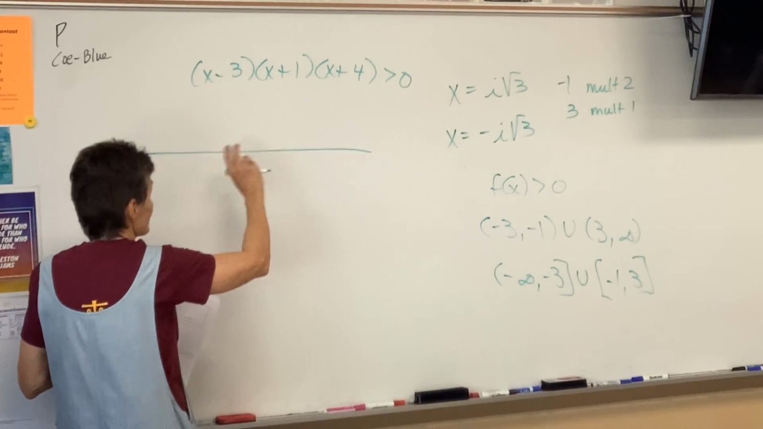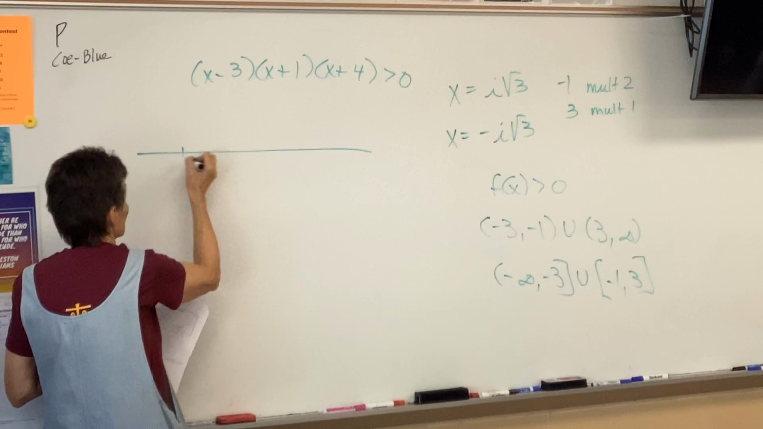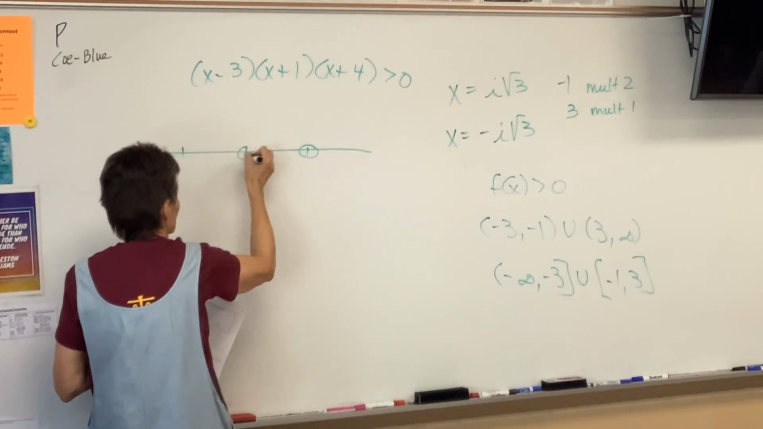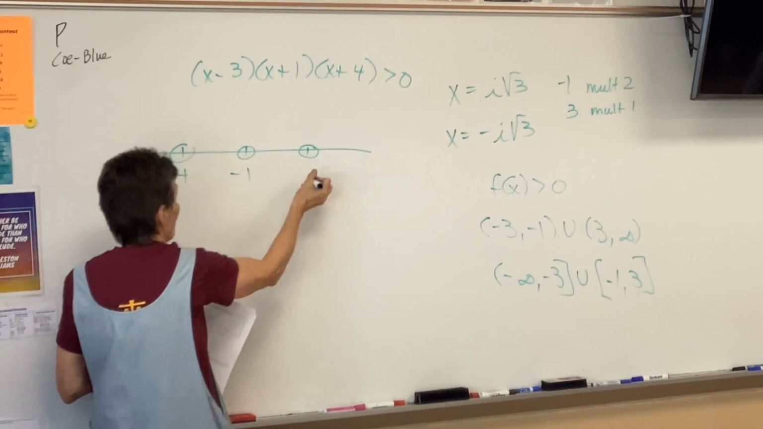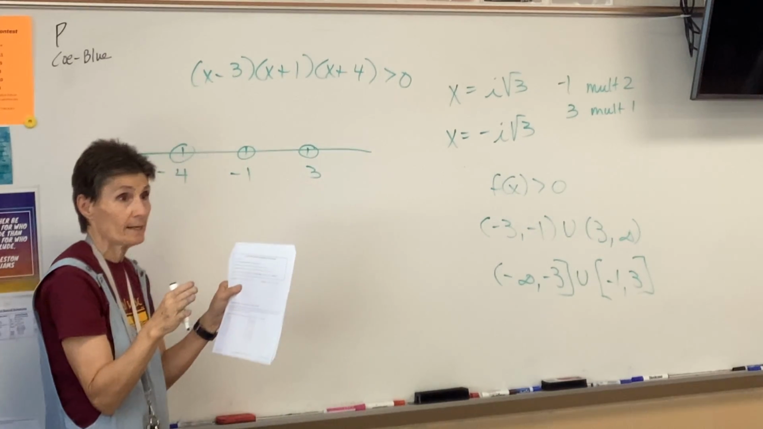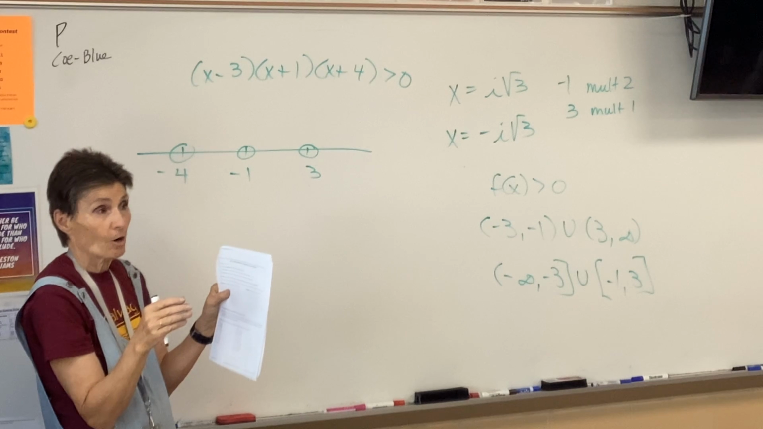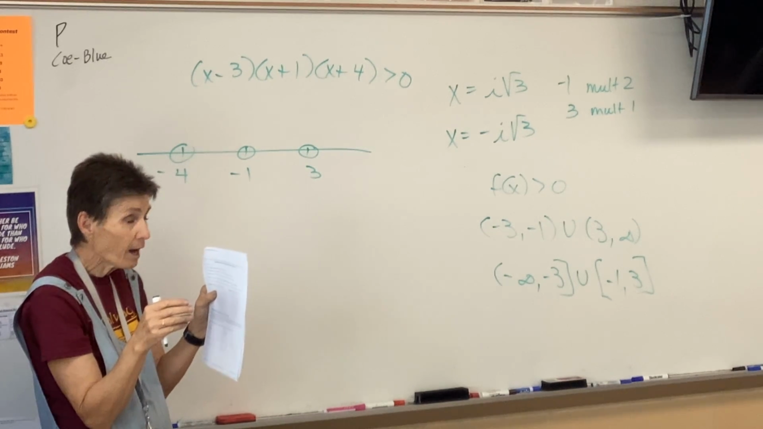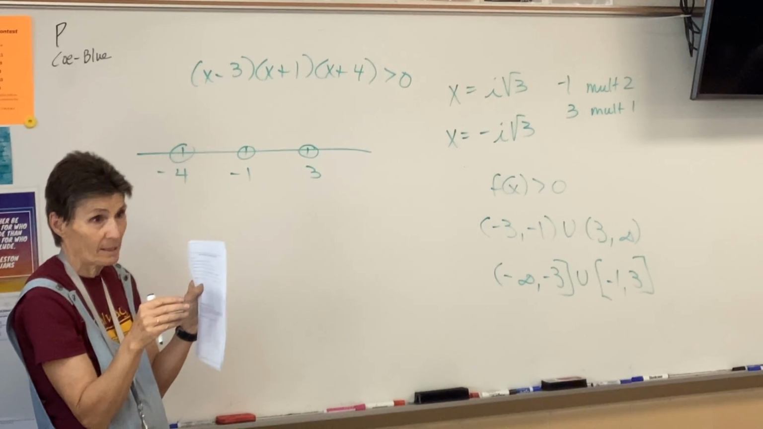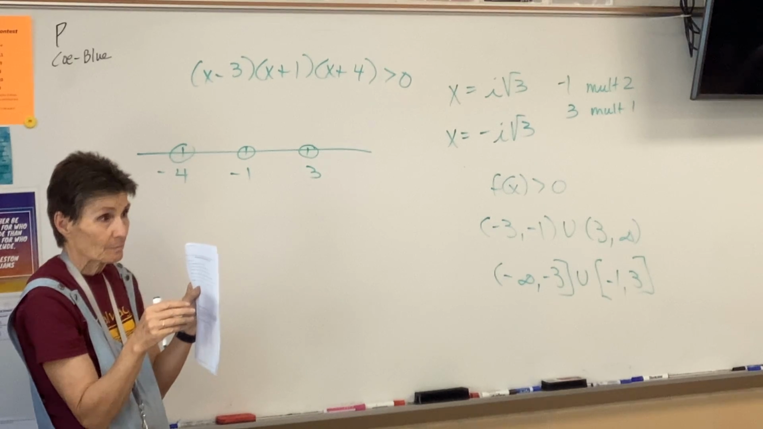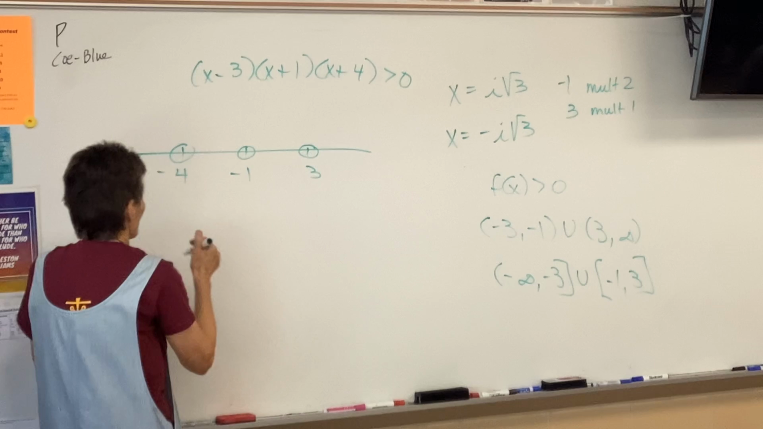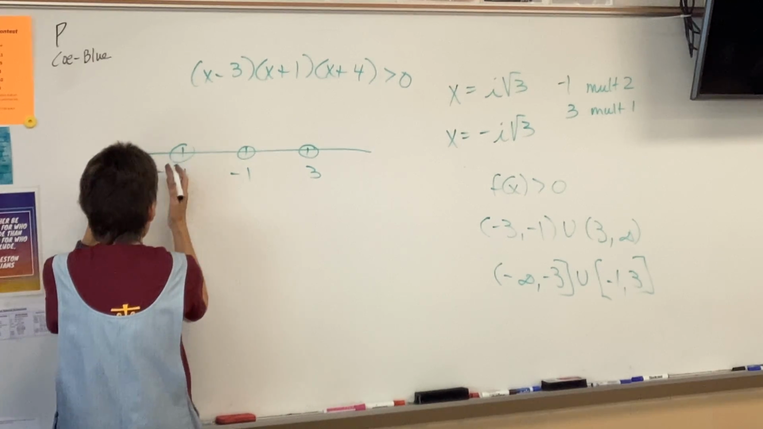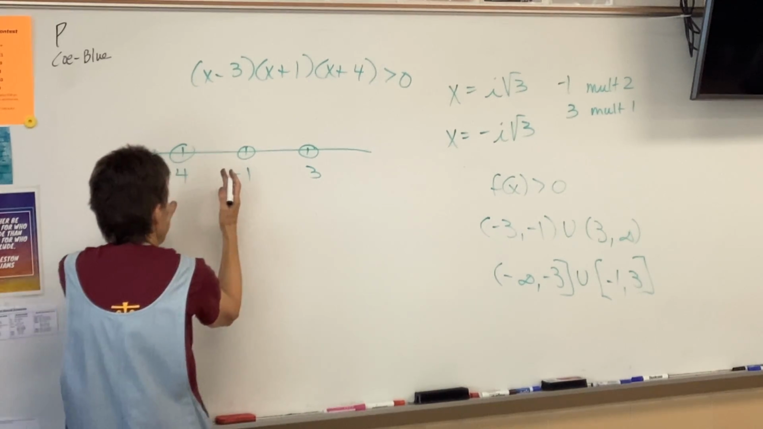We will have zeros at -4, -1, and 3. Does that look okay to everybody? Are you okay with my open dots at those points on my number line? Okay, so now what we're going to do is test each interval.